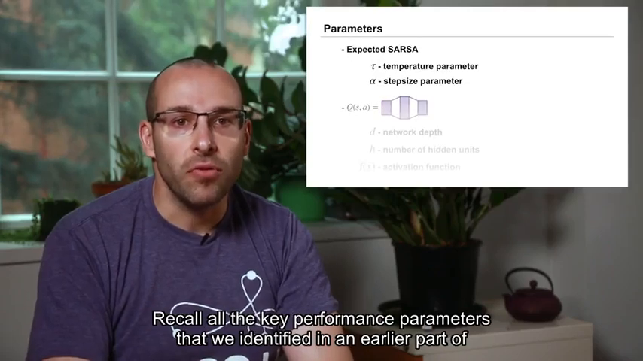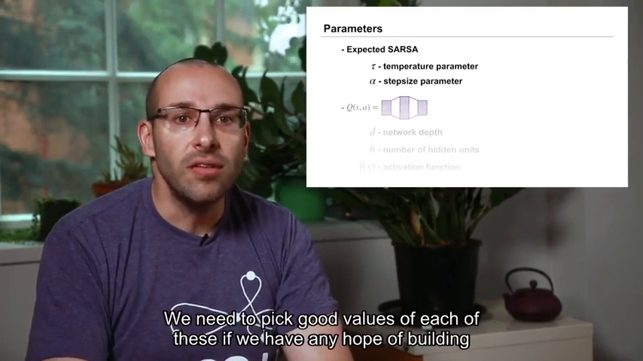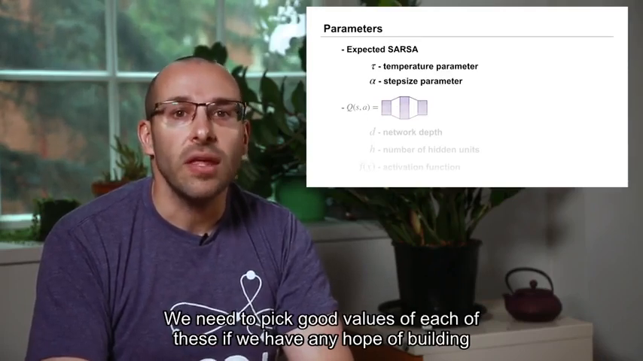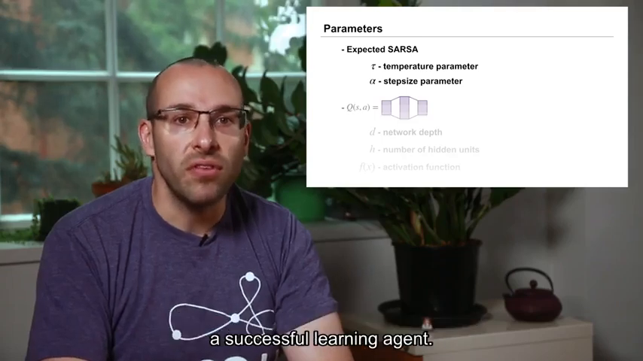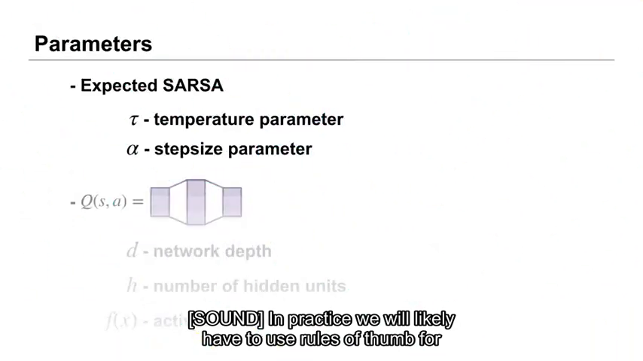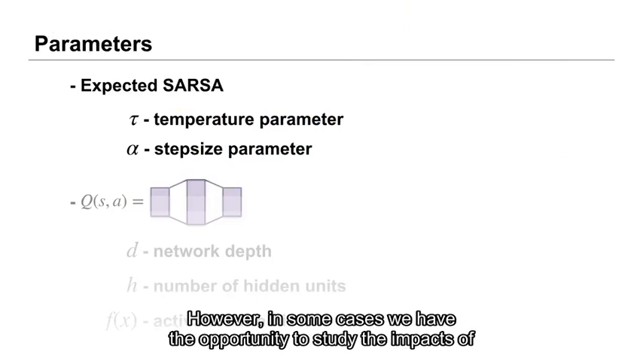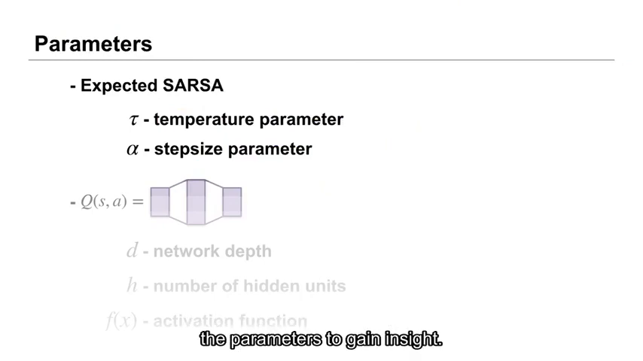Recall all the key performance parameters that we identified in an earlier part of the capstone. We need to pick good values of each of these if we have any hope of building a successful learning agent. In practice, we will likely have to use rules of thumb for many of these choices. However, in some cases, we have the opportunity to study the impacts of the parameters to gain insight.